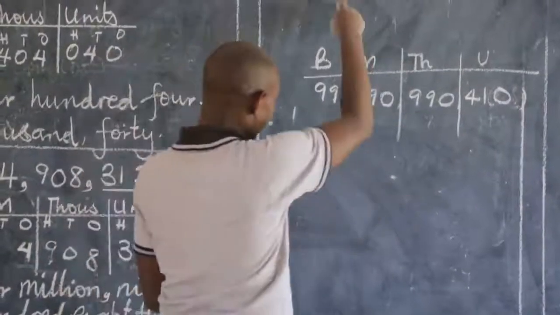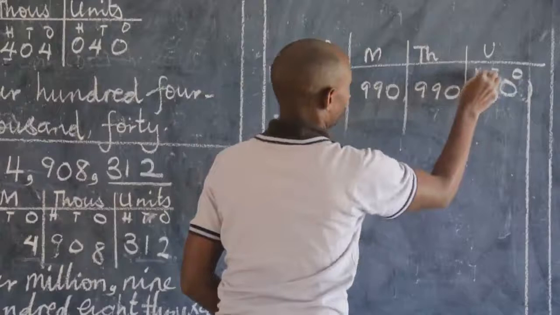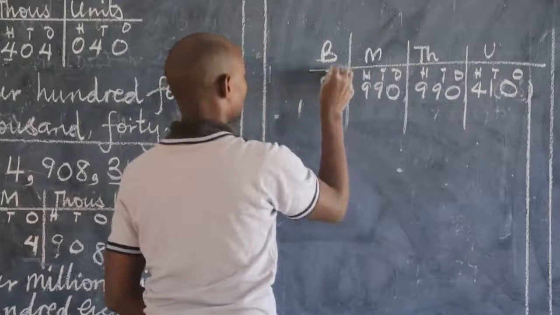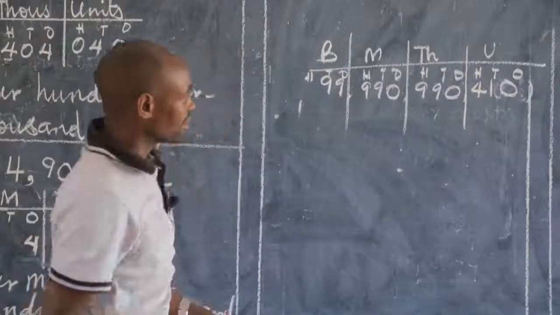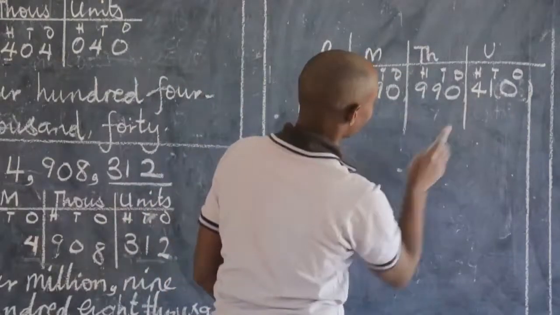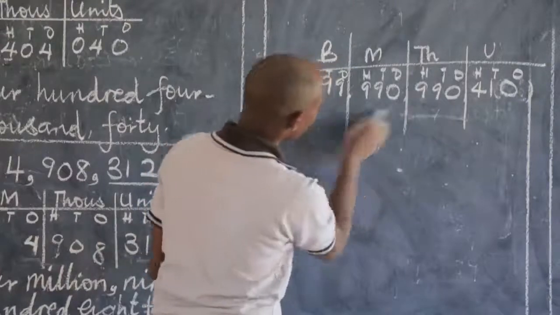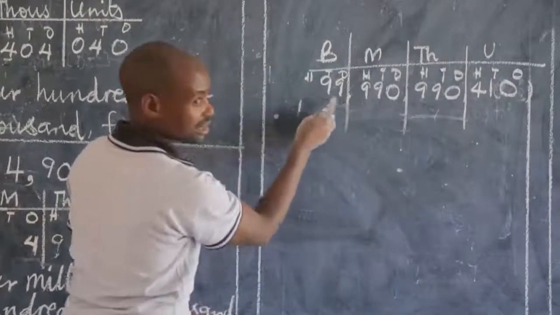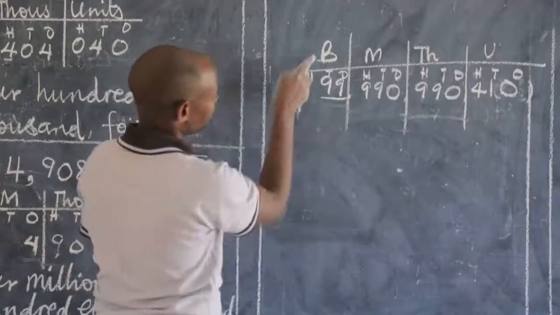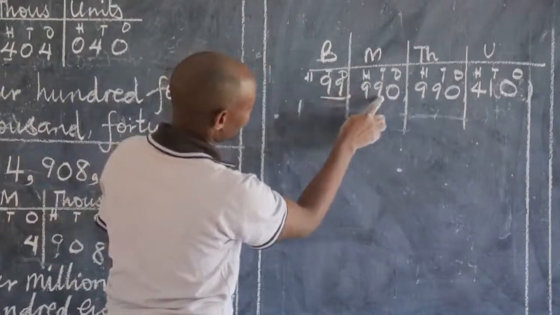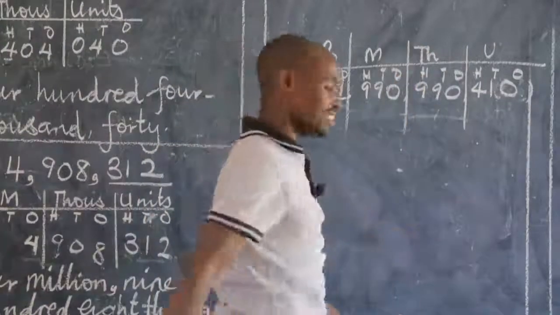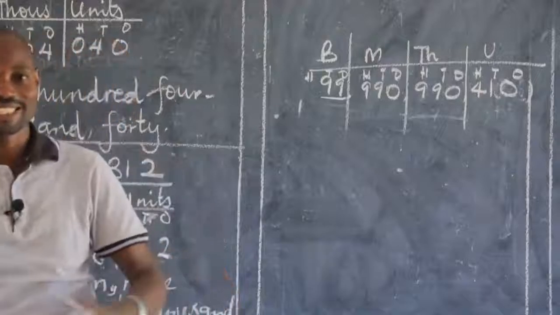Wonderful. But under each category, we have ones, tens, hundreds. Okay? So let's first practice how to read from each category. This one is 410. What about this one? 990. What about this one? 990. What about this one? 99. So when we are reading here, it is going to be 99,990,990,410. Have you seen how interesting it has been?